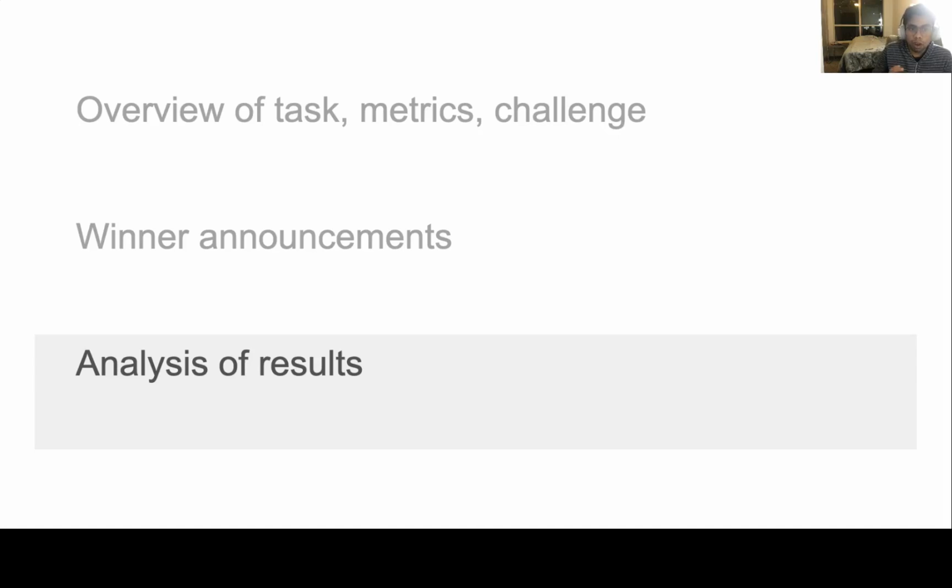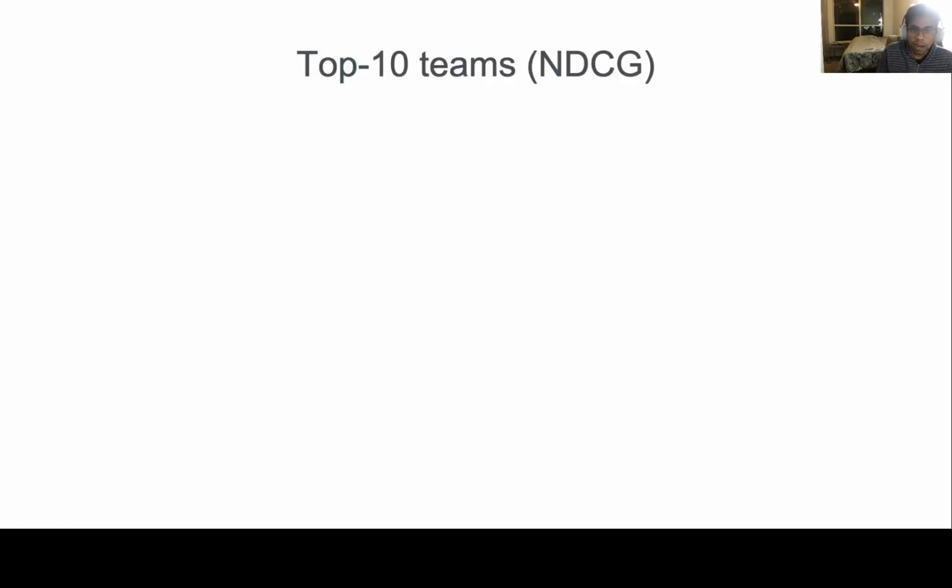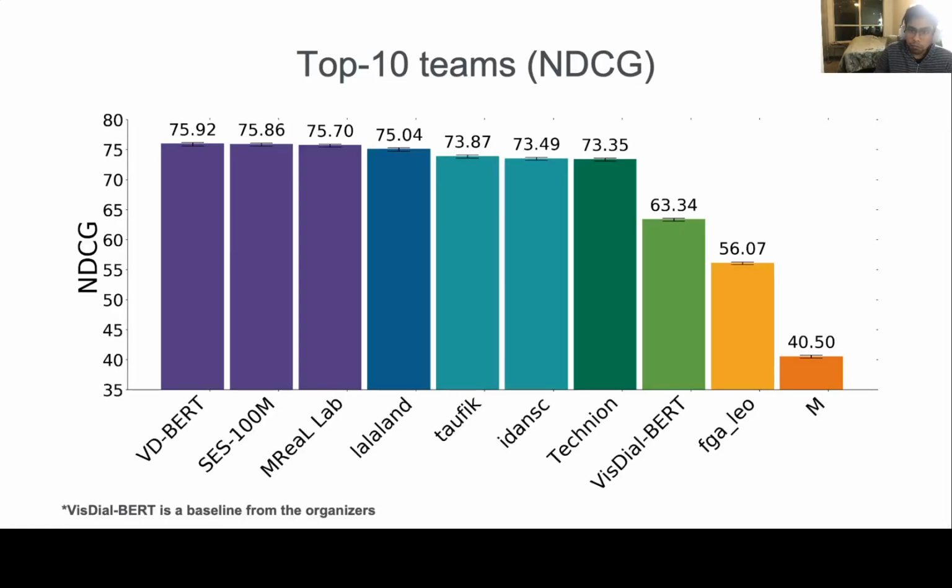I want to shift gears and talk about some of the analysis of the winning team's entry and also share some insights we have learned from looking at the submissions this year. The top 10 teams based on their NDCG scores are as follows. We have VD-BERT with a score of 75.92, SES 100M with a score of 75.86, MReal Lab with 75.7, La La Land with 75.04, Taufik with 73.87, Idan SC with 73.49, Technion with 73.35, VisDial BERT with 63.34, FGA Leo with 56.07, and M with 40.5.